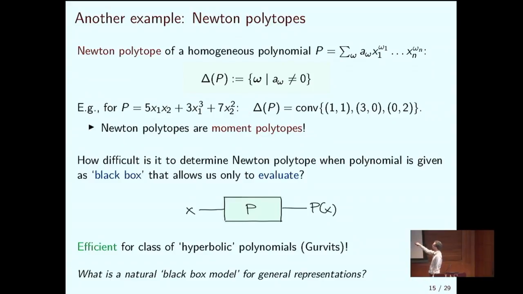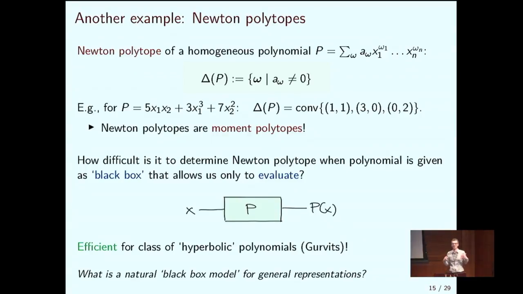So here's a simple polynomial: 5x1x2, 3x1 cubed, 7x2 cubed. These are the three exponents that appear, and so we just take the convex hull of this object. There's a typo in the second line, therefore we should have convex. That's what I was just saying. That's correct. So the same convex should be here. Yes. And so these Newton polytopes, they are moment polytopes.